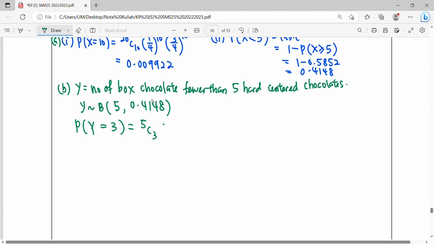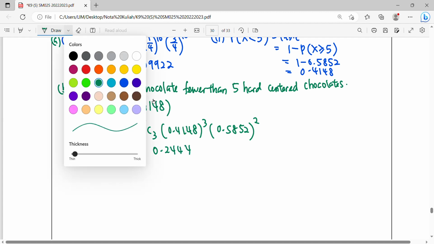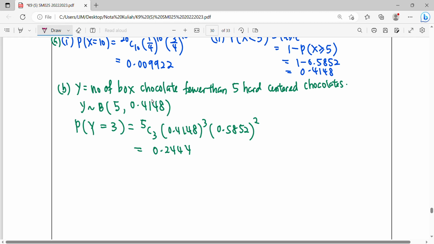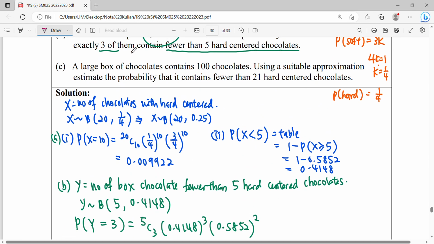5 C3, P power of 3, Q 0.5852 power of 2. So quantity is very important. You need to identify the quantity, okay. Question C. Talking about boxes or talking about number of chocolates? A large box of chocolate contains 100. So talking about chocolates again, right? Number of chocolates.